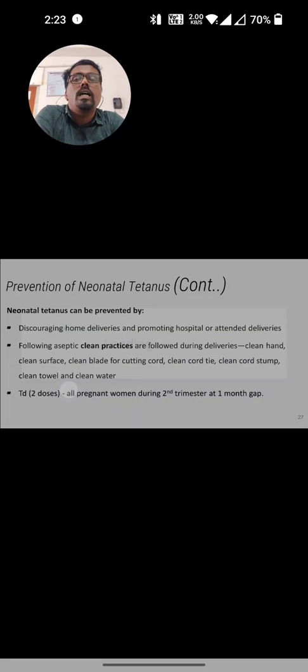How can we prevent it? The most common reason is unhygienic practices during deliveries, infected umbilical stumps due to application of cow dung, and rarely circumcision or ear piercing. These are the practices which can lead to neonatal tetanus. It is more common to occur seasonally in the July, August and September months.